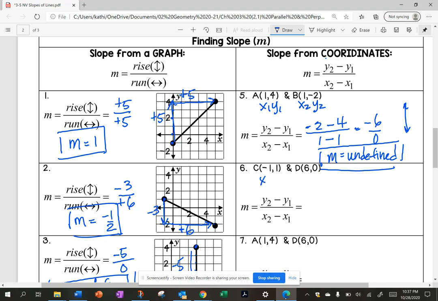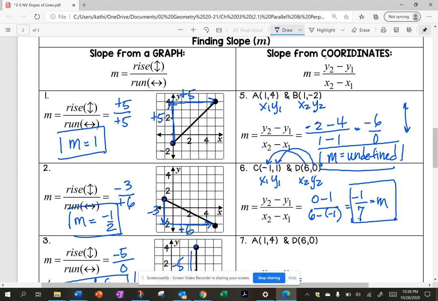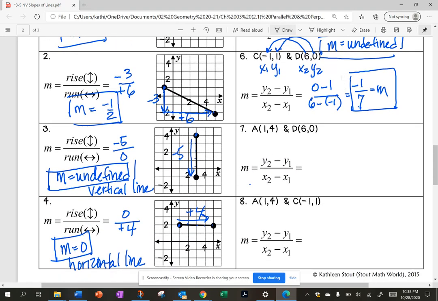Okay, let's try again. x1, y1, x2, y2. If it helps, draw and say 0 minus 1, and 6 minus negative 1. 0 minus 1 is negative 1. 6 minus negative 1 is 6 plus 1, which is 7. So this is my slope. I'm going to let you try the next two. You want to stop the video and see how you do.